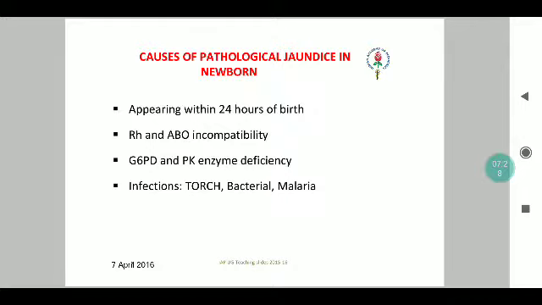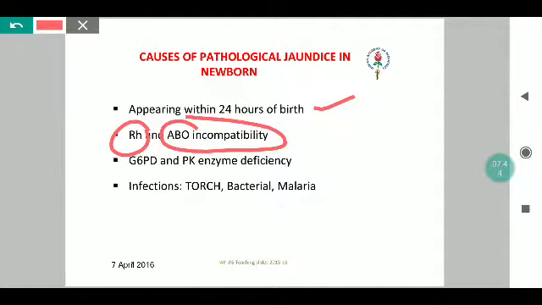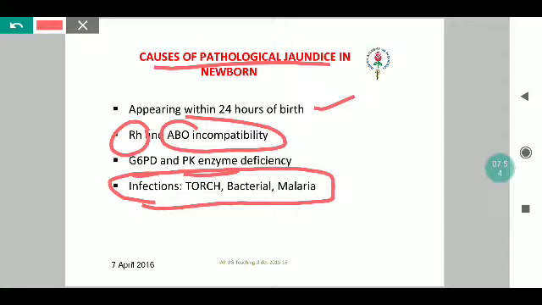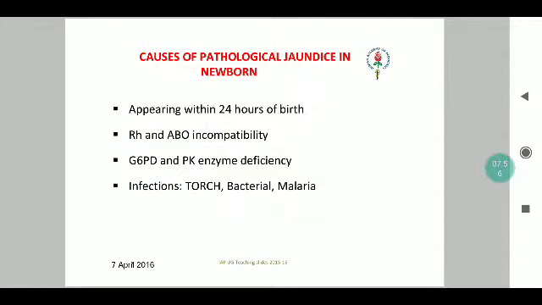Now, if we come to the causes of pathological jaundice, I am re-emphasizing once more that it appears within the first 24 hours of birth. The causes as such are Rh incompatibility as well as ABO incompatibility. Blood group incompatibility is a cause of pathological jaundice. Apart from this, it can be because of G6PD enzyme deficiency, pyruvate kinase enzyme deficiency, or because of infections, that is sepsis. Could be a TORCH infection, it could be bacterial, or it could be malaria also.